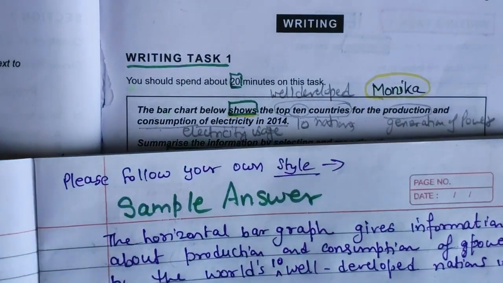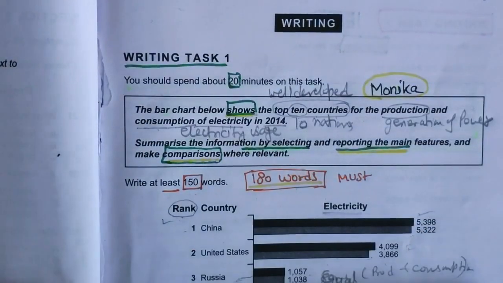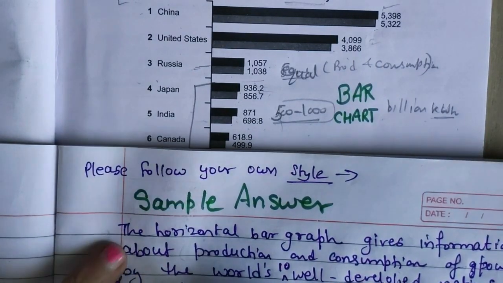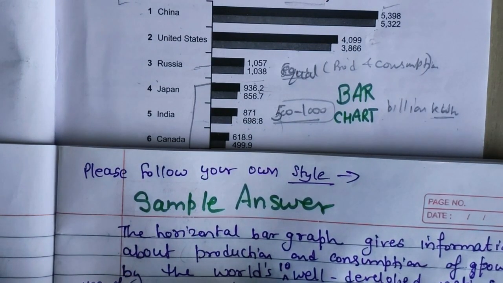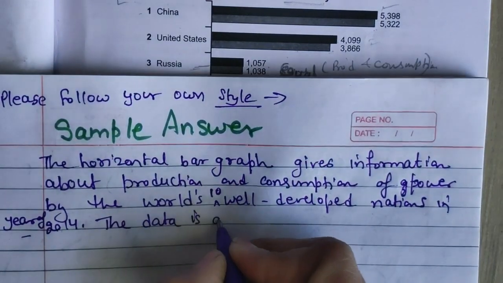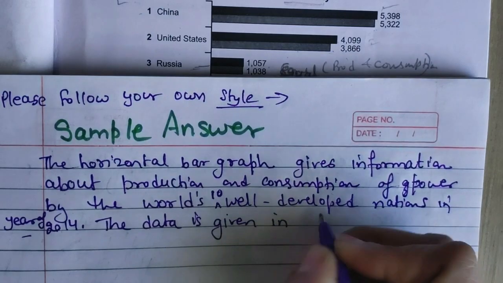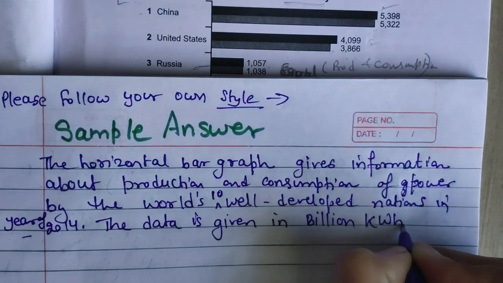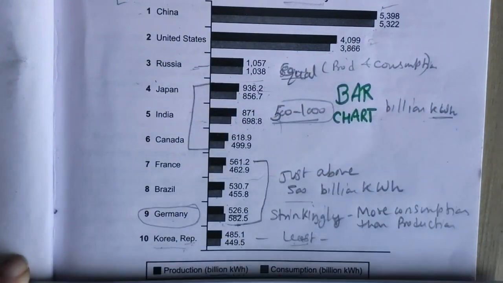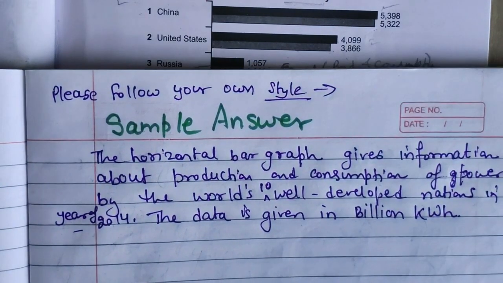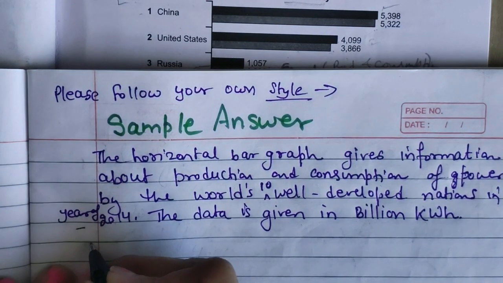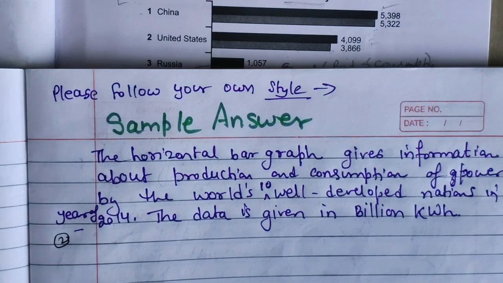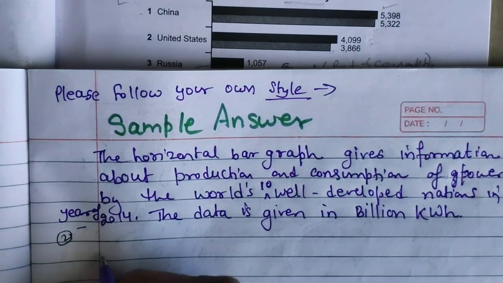Okay, now what about where the information is given? So we will be writing that the information or the data is given in billion kWh. Okay, this is the thing they have given. Now what about the second paragraph? I'm going to write the second paragraph. Here I'm not going to leave the line, but in the question paper you have to leave the line, or if you want I will leave it here.